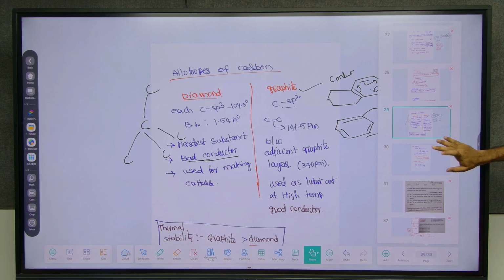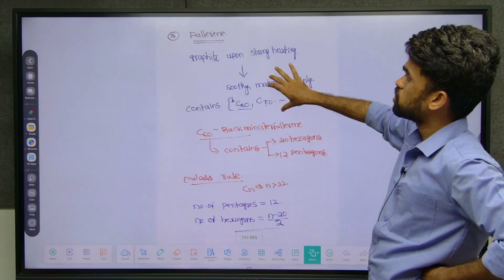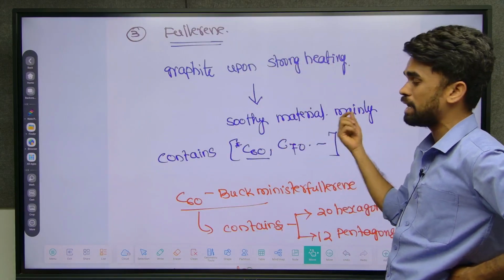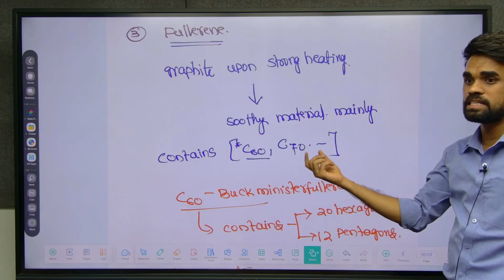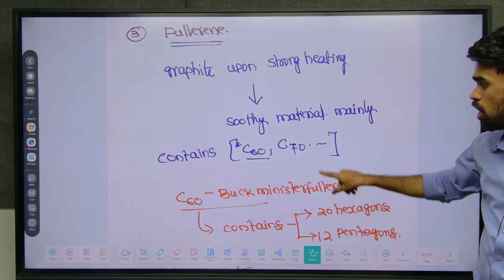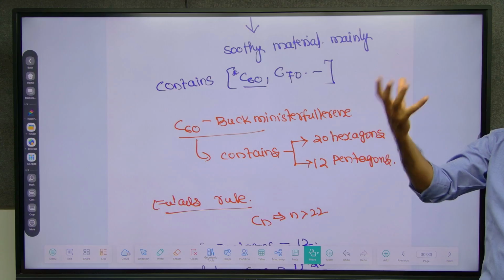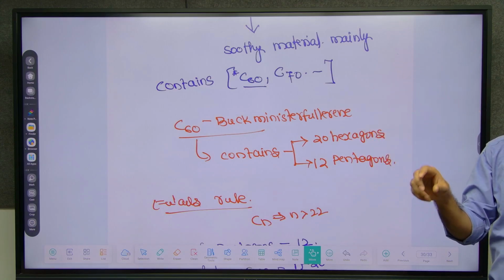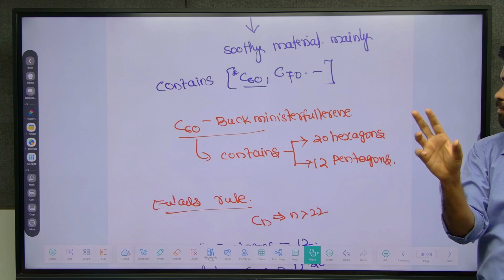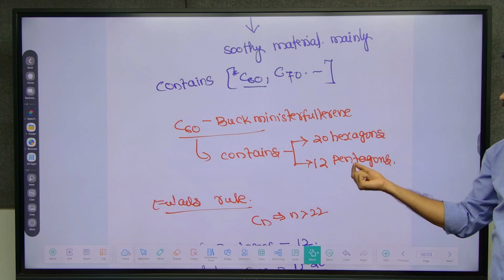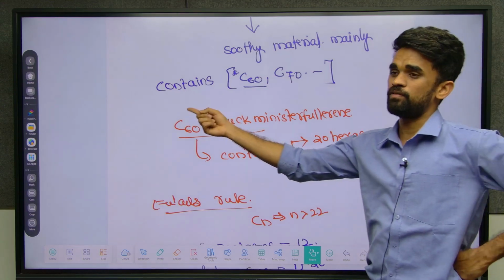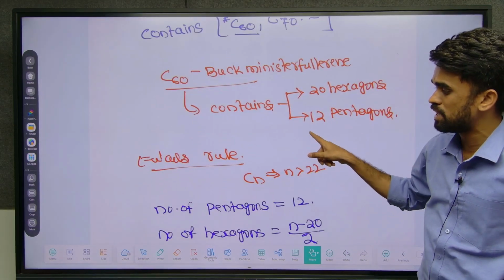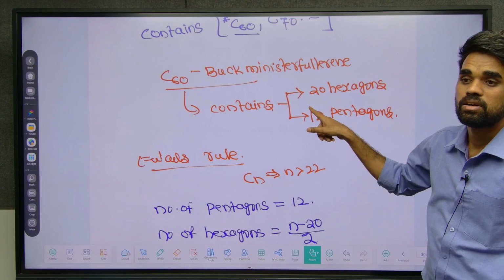Over. Next. So fullerenes, what I told you, graphite upon strong heating gives a sooty material, mainly containing C60, C70, C76, like that. So how will these C60 compounds be formed? They contain what? They are composed of hexagons and pentagons. What is the pentagon number? Pentagon number is fixed as 12, but hexagons change from formula to formula. Okay, so I told you one formula, that is what Euler's rule will say, n minus 20 by 2.